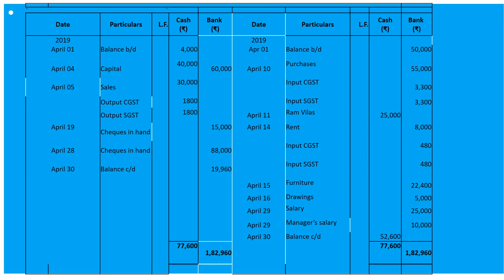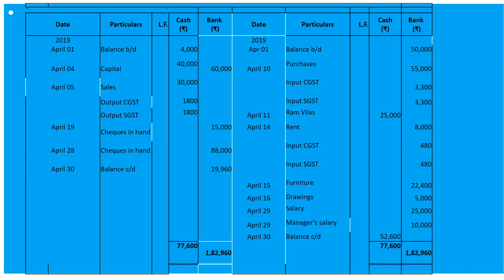Fine. April 11, paid to Ramvilas, a creditor. They have paid, and discount allowed by him. So by Ramvilas, and it will be 25,000 in cash. On the 14th, rent of 8,000. Rent paid, so by rent account, by input CGST, by input SGST. In rent, 8,000 will be there. CGST 480, which is 6% of 8,000, SGST also 480.